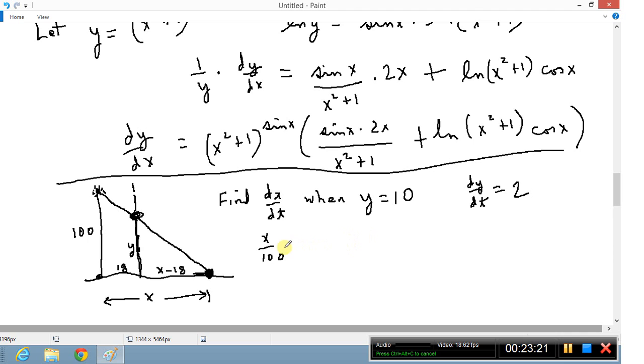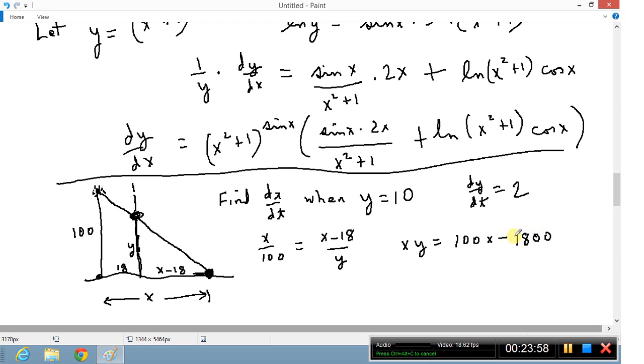So the ratio of x to 100, because these are similar triangles, this one and the bigger one, the ratio of the base to the height will be the same as the ratio of the base to the height in the smaller triangle. So if you multiply this out, you're going to get xy equals 100x minus 100 times 18, 1800.